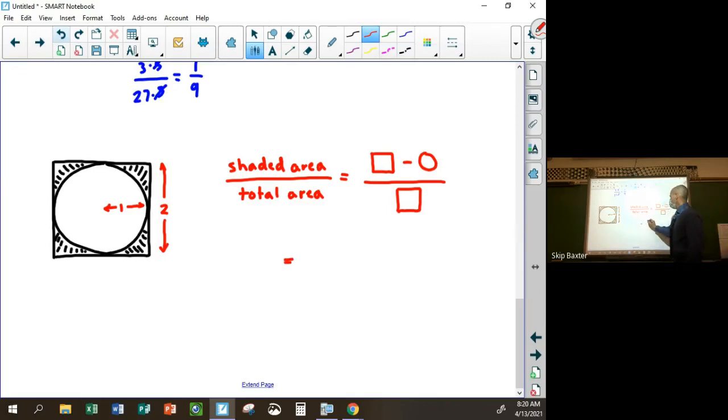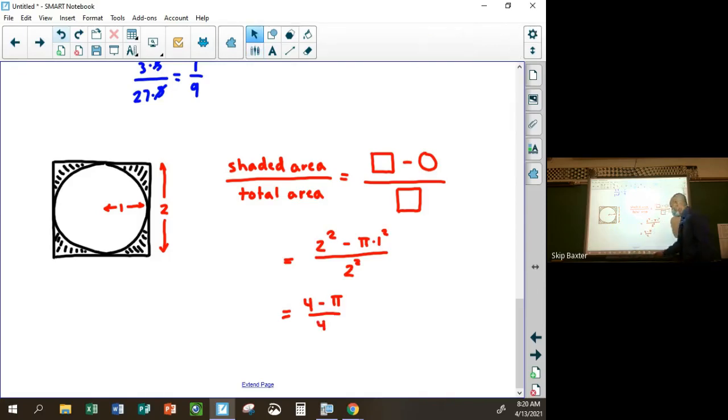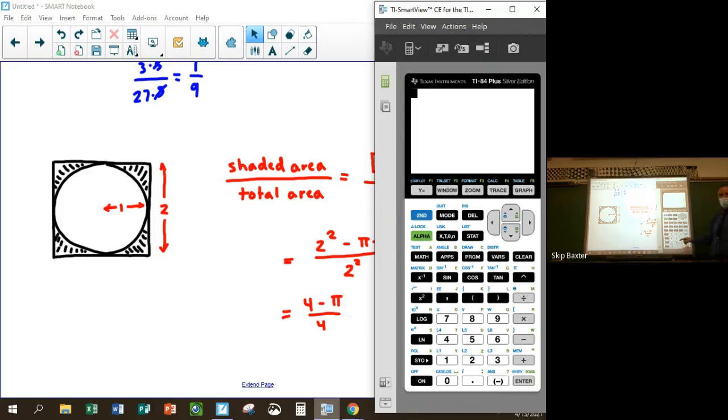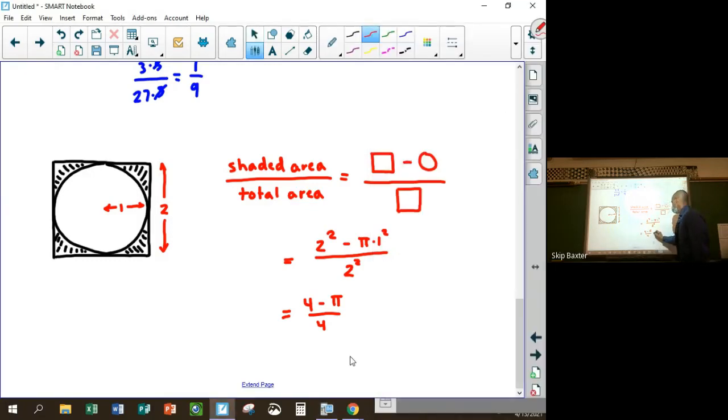So this ends up being 2 squared, that's the area of the square, minus pi r squared, pi times 1 squared, divided by 2 squared. So I could simplify this to be 4 minus pi over 4, or I could find a percentage or a decimal. I could say 4 minus pi divided by 4, which ends up being 0.21. So there's actually a 21% chance that my cap would hit the desired area on the dartboard.